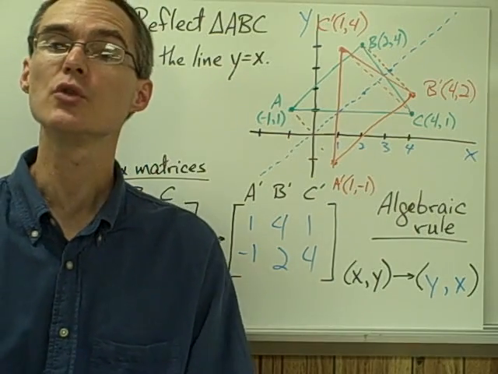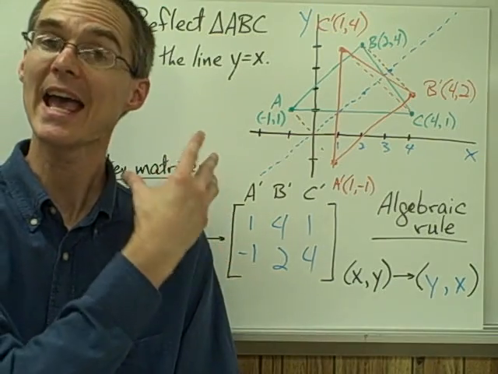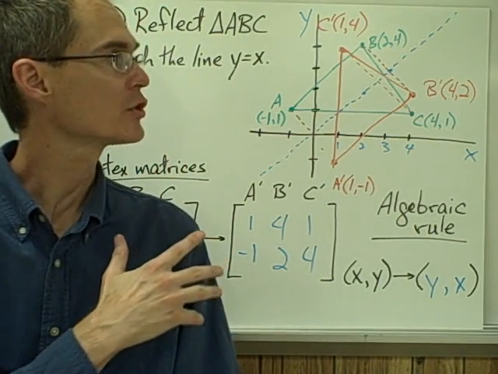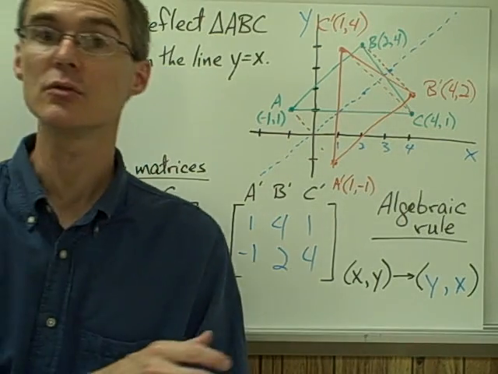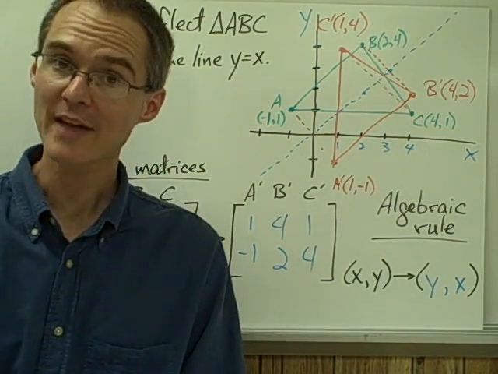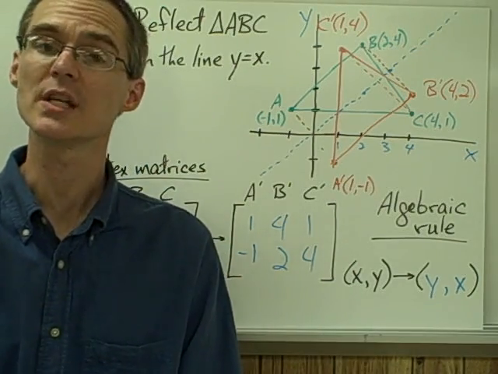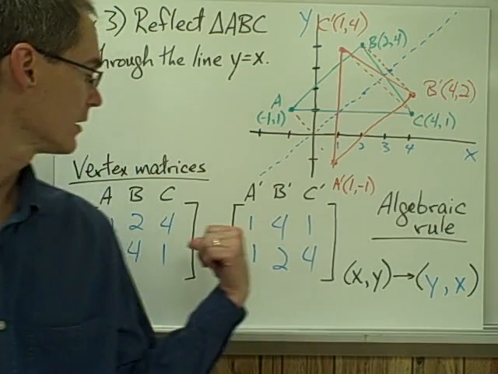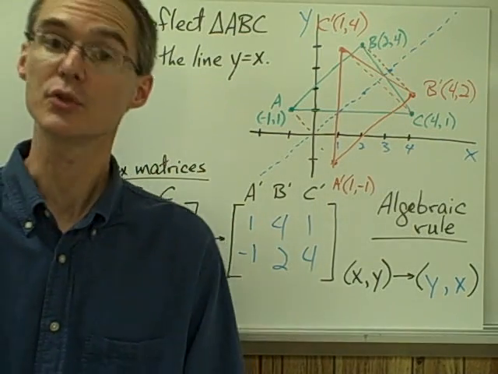Now, in your notes, you have a couple more examples where I ask you to take a given image and transform it. And I want you to do that using just the matrices. Notice I didn't ask you to graph it. We're going to take a look at that tomorrow after we look at this. So just graph it using your algebraic rule and write the vertex matrices for the given image and for the transformed image.